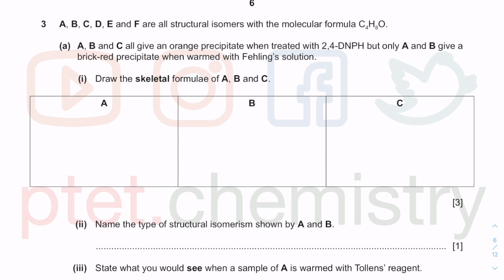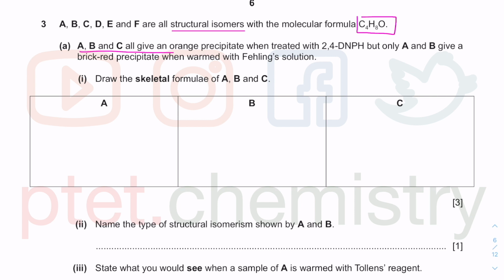Question number 3, this is the beginning of the organic structured questions. So we are told that there are 6 molecules. They are all structural isomers. Structural isomers are defined as molecules which have the same molecular formula but different structural formula, for obvious reasons. C4H8O: 4 carbon, 8 hydrogen, and 1 oxygen.